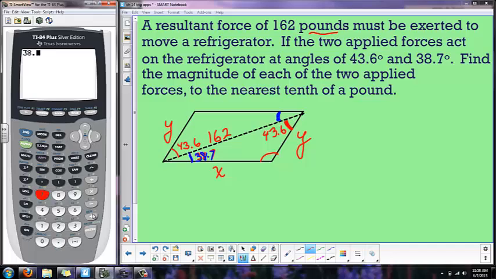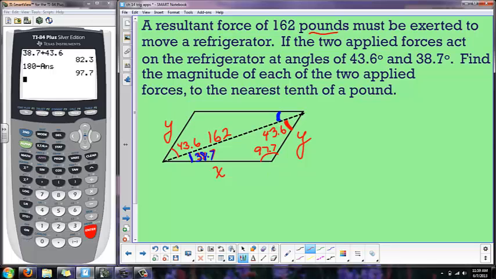38.7 plus 43.6 gives me a total of 82.3. So that means that the remaining angle of the triangle is 97.7 degrees. So we haven't used trig at all yet. We've actually used geometry more often than trig so far.